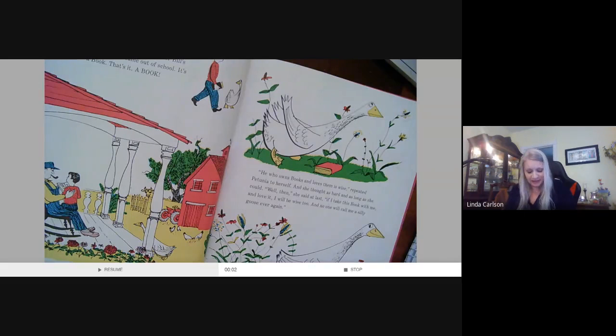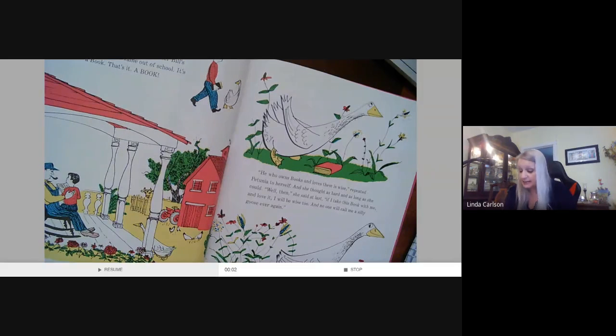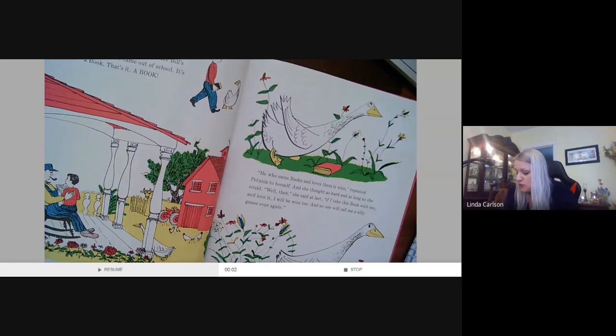Come to think of it, just the other day, I heard Mr. Pumpkin telling Bill that books are very precious. He who owns books and loves them is wise. That is what he said. He who owns books and loves them is wise, repeated Petunia to herself.